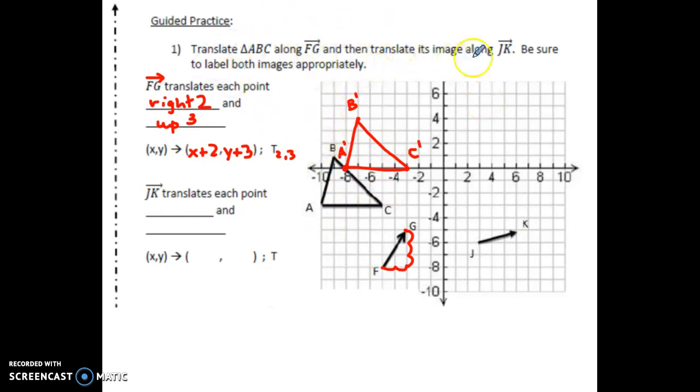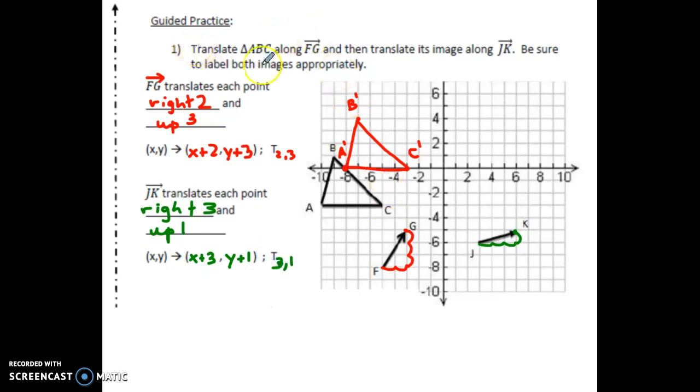And then if you look at what it also wanted us to do, then we're translating this image along vector JK. So vector JK also slides us to the right, but this time it's to the right 3. And it's only up 1. Again, from the end point to the tippy top of the arrow is how we get our directions for our vector. So again, it's positive 3 because you're going to the right. It's positive 1 because you're going up, and then we just grab the 3 and the 1.